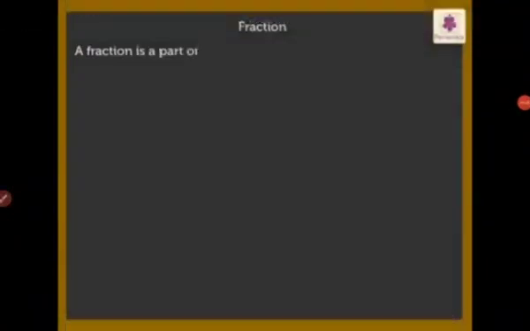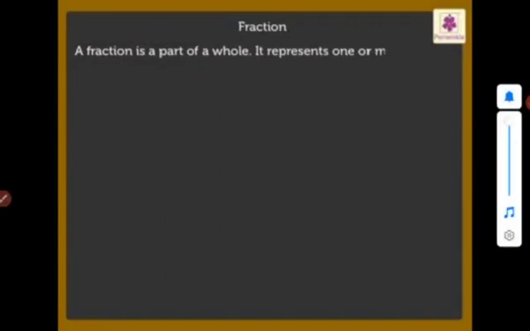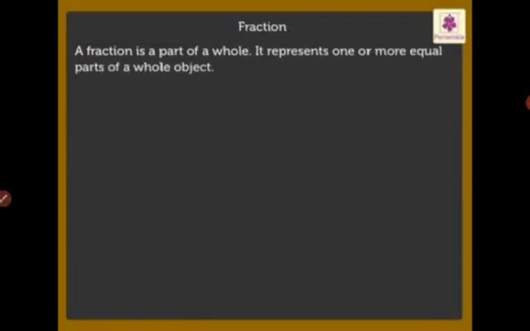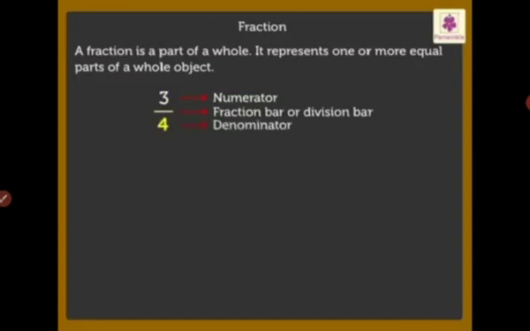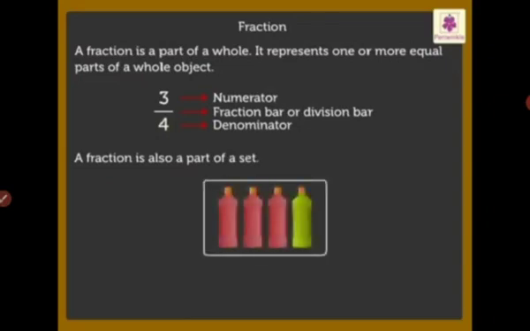A fraction is a part of a whole. It represents one or more equal parts of a whole object. Look at the fraction 3/4. The number above the line is the numerator. It indicates the number of equal parts considered. The line is called fraction bar or division bar. The number below the fraction bar is called the denominator. It indicates the total number of equal parts the whole is divided into. Kids, a fraction is also a part of a set. Look at an example. Take a set of 4 bottles. 3 are red and 1 is green. Here we say 3/4 of the bottles are red.